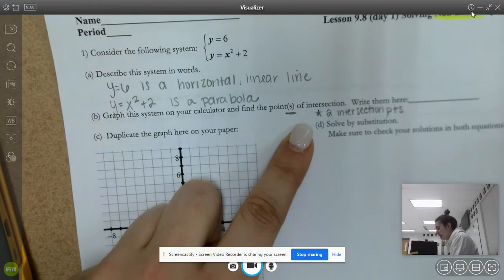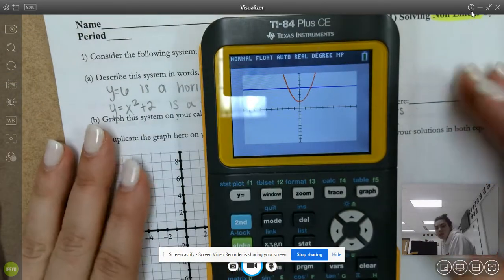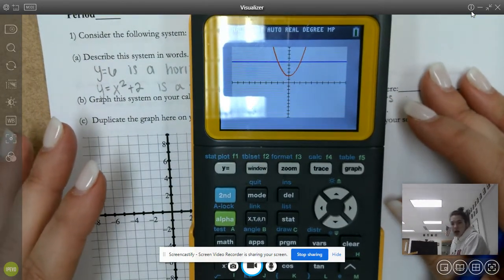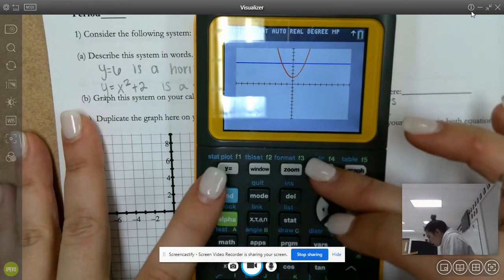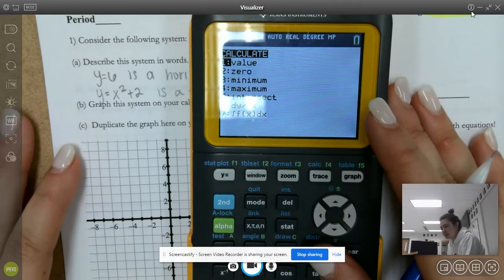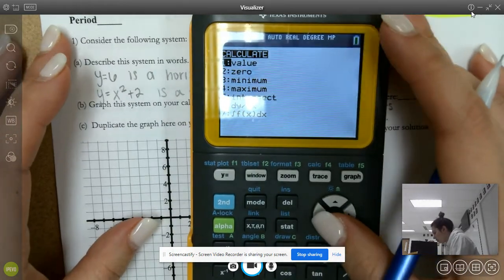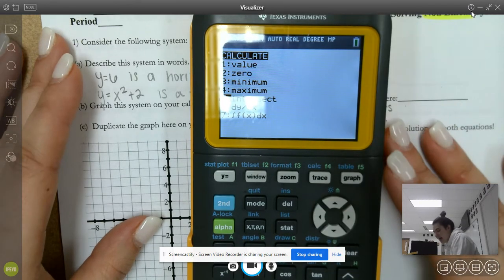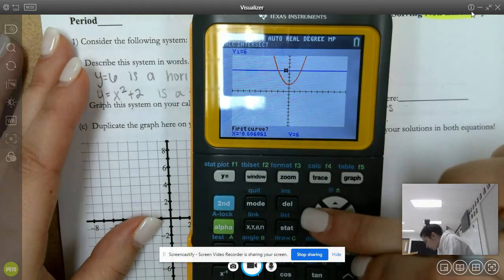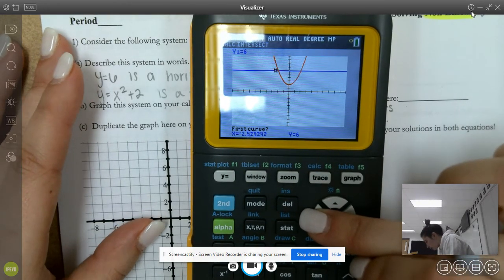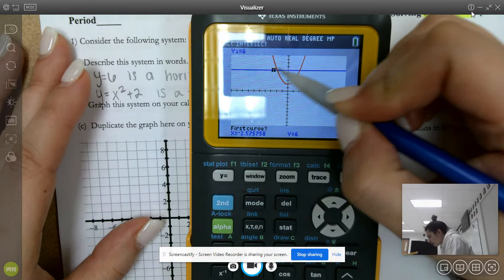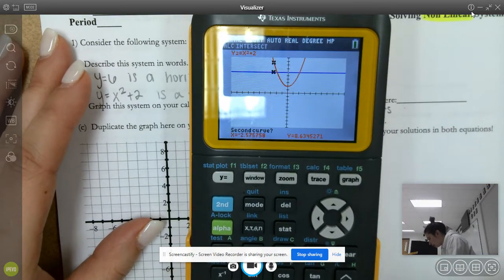Let's go ahead and figure out how to find the first one. In order to find the intersection, we are going to go to our handy dandy second trace screen. I always tell my students, if you're stuck, when in doubt, just hit second trace and hopefully one of these options will come to you. And we're actually going to go down to number 5 and hit intersect. Now when it's asking us for the first curve, that is the first line, which is blue, y equals 6. We want to move the butterfly cursor over to hover around the intersection point that we're trying to find. So we'll hit enter.